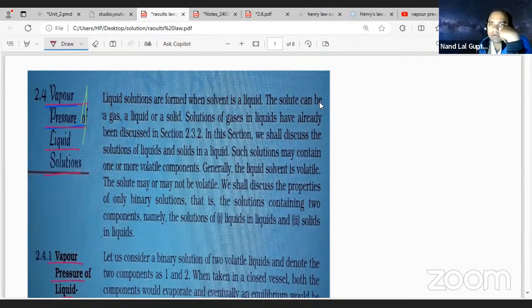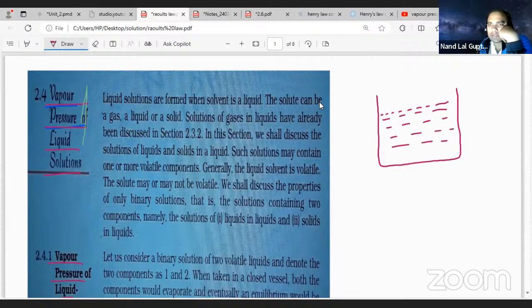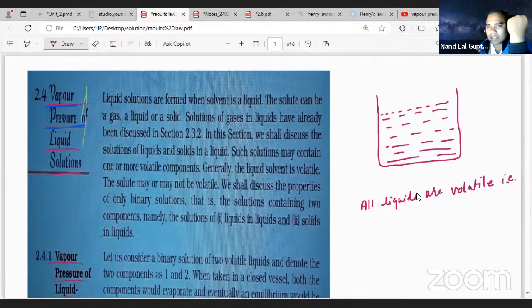So what is there here, Sanoy? This is the liquid surface. All liquids are volatile. Some may be more, some may be less. All liquids are volatile, that is, they have vapor pressure. Now we have to know what the vapor pressure is.